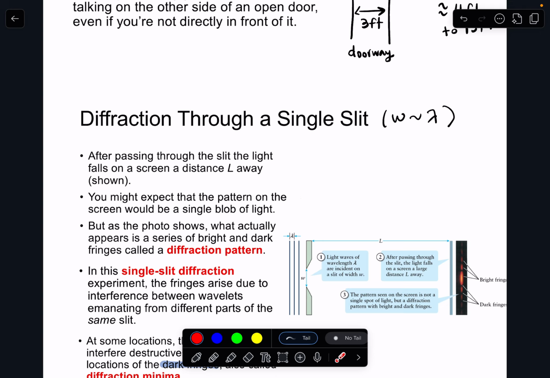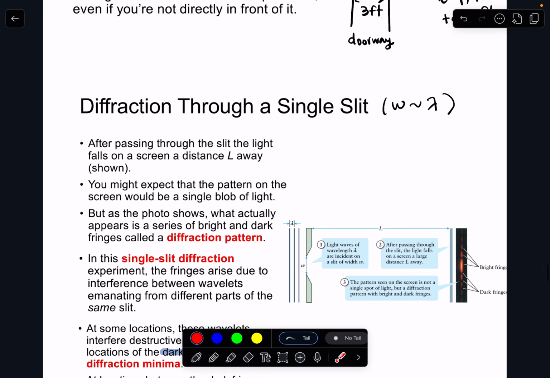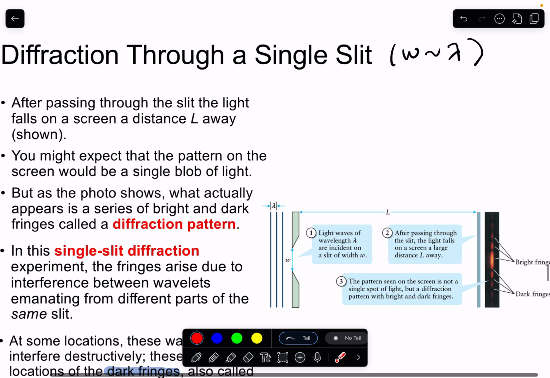So let's talk about the single slit diffraction experiment. It's going to be set up in a similar way as the double slit. We're going to have the single slit now, we're going to send the waves through, and we're going to have a screen on the other side, some distance L away. The pattern you're going to see is the single slit diffraction pattern, and it looks kind of similar to the double slit. We have bright fringes and we have dark fringes.